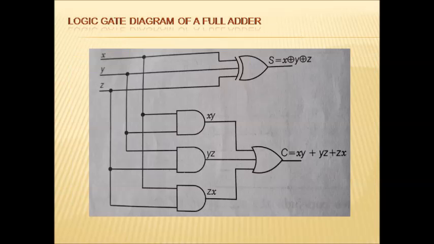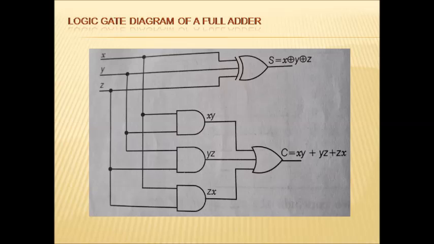Here you can see the logic gate diagram of a full adder. So 3 binary bits are there, namely X, Y, Z. The sum S is equal to X XOR Y XOR Z. And the carry we are representing using an OR gate, with the sum terms, right? So that is XY plus YZ plus ZX.